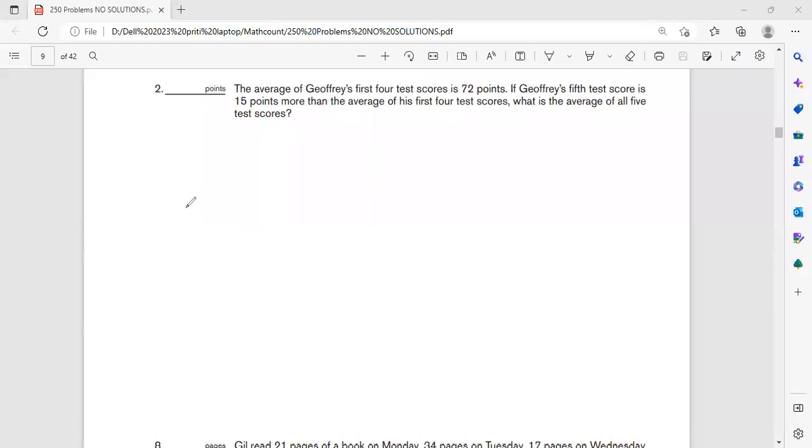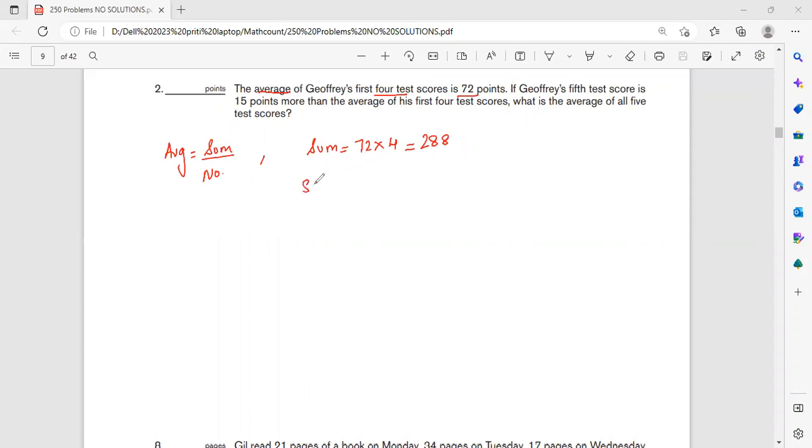Let's go to question number 2. The average of Geoffrey's first 4 test scores is 72 points. If Geoffrey's 5th test score is 15 points more than the average of his first 4 test scores, what is the average of all 5 test scores? So again, what is the formula? Average is equal to the sum of all observations over the number of observations. The average of the first 4 test scores is 72 points, so the sum of the first 4 scores will be 72 times 4, which is 288.